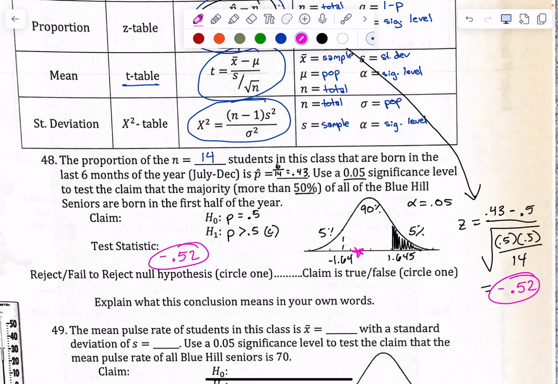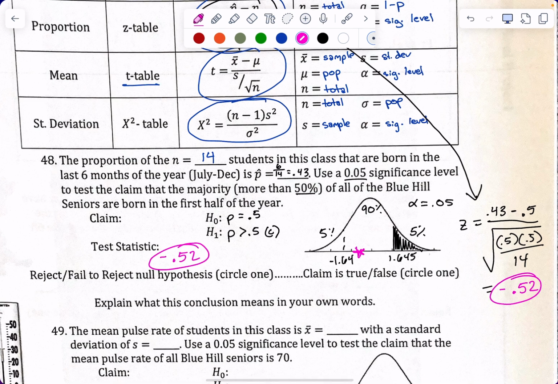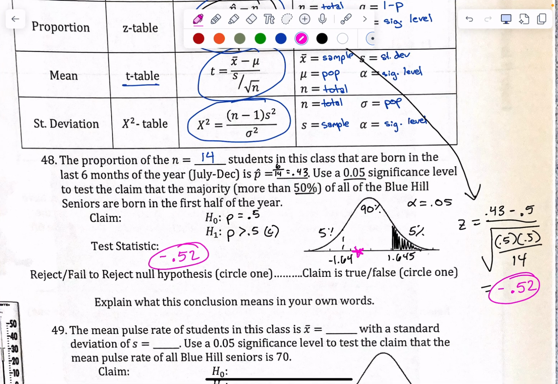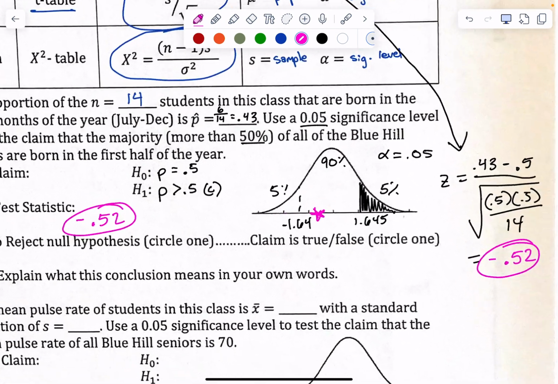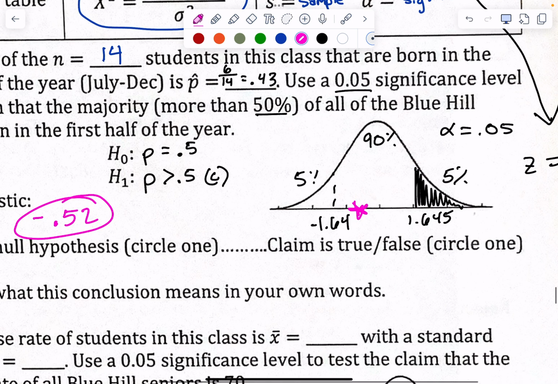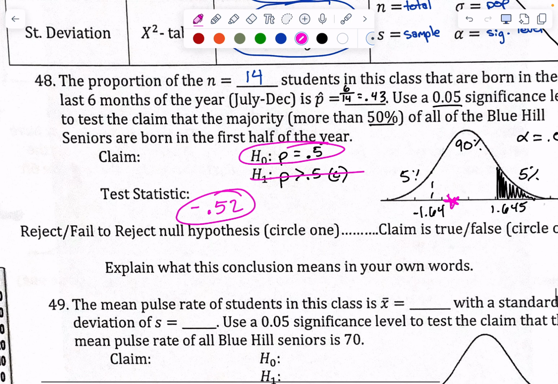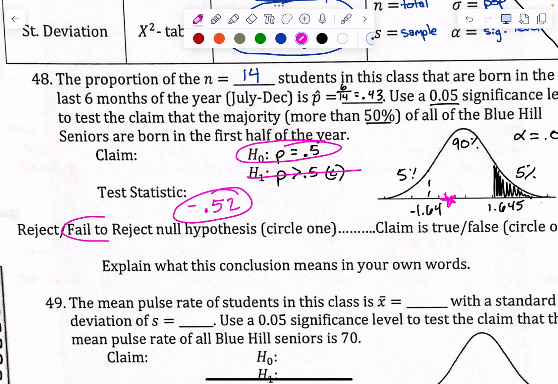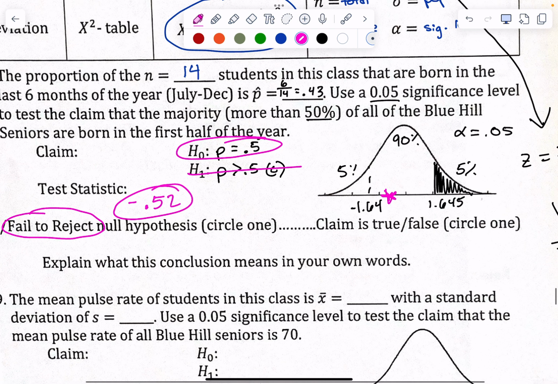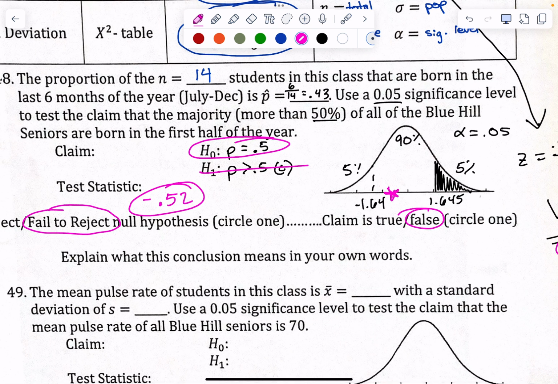And it is down over here, which means that... I got negative 0.52. Yeah, negative 0.52. So that means what? Claim is false. We circle the top, we cross off the bottom. So do we reject or fail to reject? We fail to reject the null hypothesis, and the claim is false. Explain what this conclusion means in your own words.